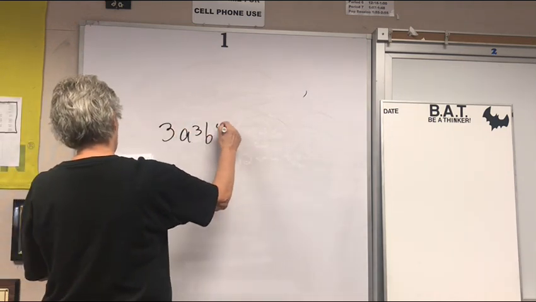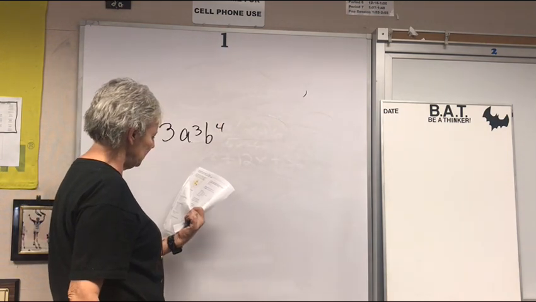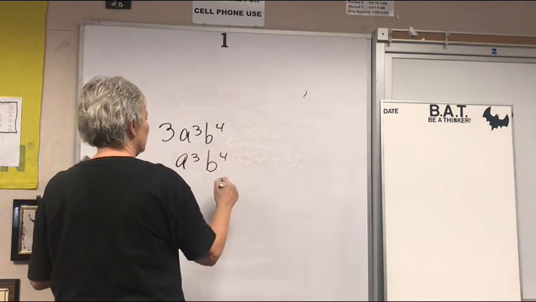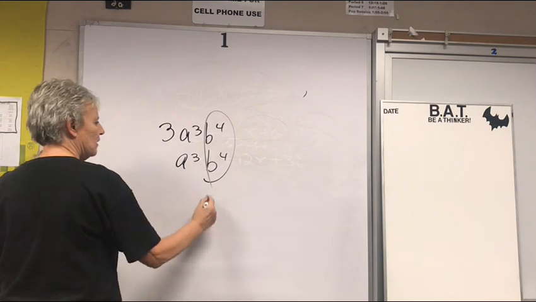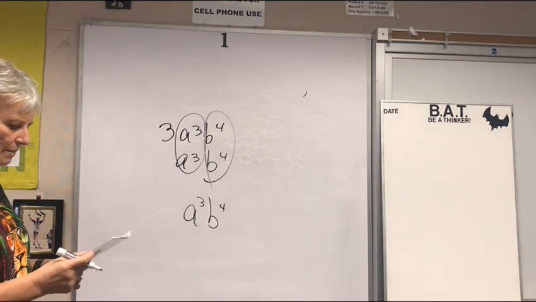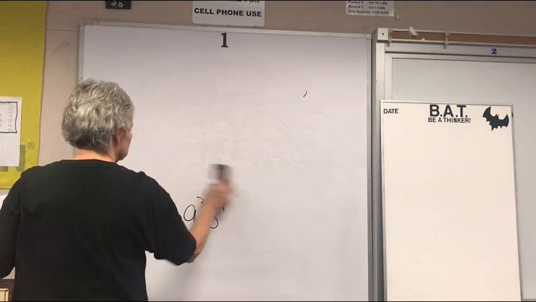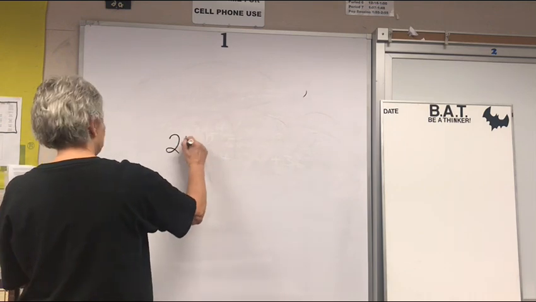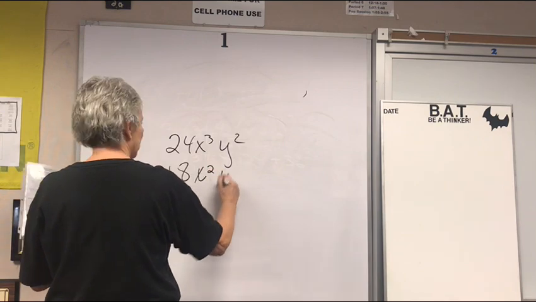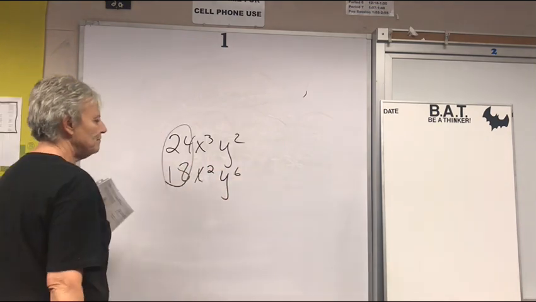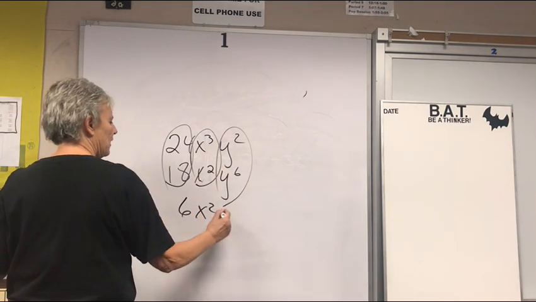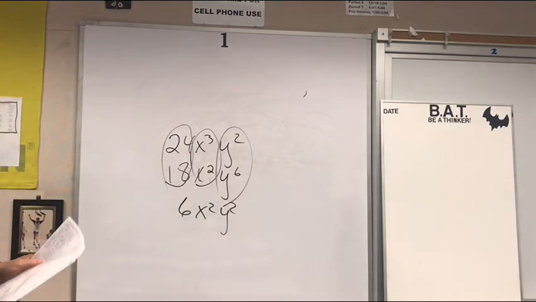3a cubed b to the 4th, number 16, and a cubed b to the 4th. All right, they both have b to the 4th, and they both have a cubed. That is the greatest common factor. Number 17, 24x cubed y squared, 18x squared y to the 6th. Okay, they both have a 6, they both have an x squared, and they both have a y squared. That's the greatest common factor.